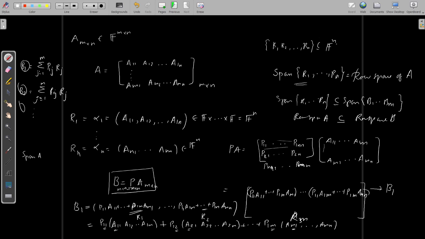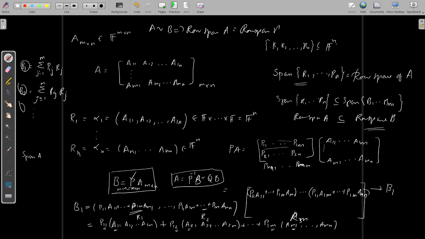So the row space of A is always contained in the row space of B whenever B is equal to PA. But we know that if A and B are equivalent matrices, this matrix P will be non-singular. Then you can write A as P inverse into B, that is equal to some Q into B. From this you can conclude the other inclusion, that the row space of B is contained in the row space of A. So whenever we assume A and B are equivalent, the row space of A is the same as the row space of B.